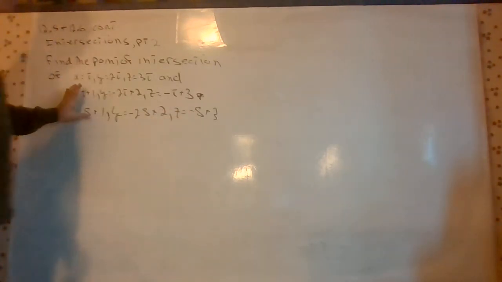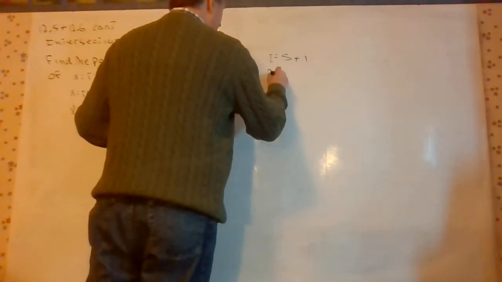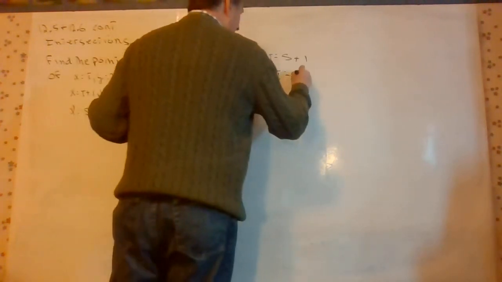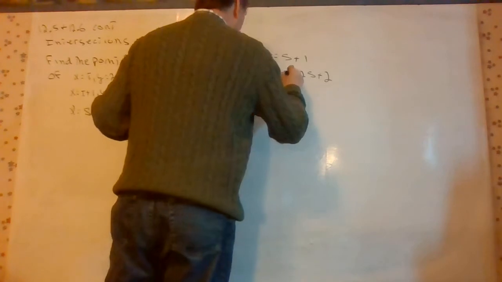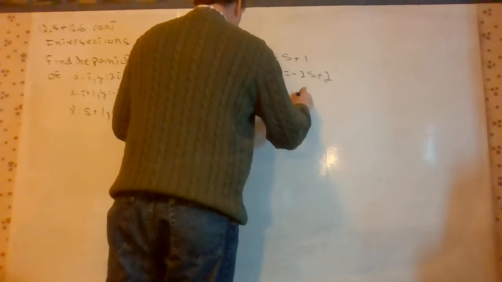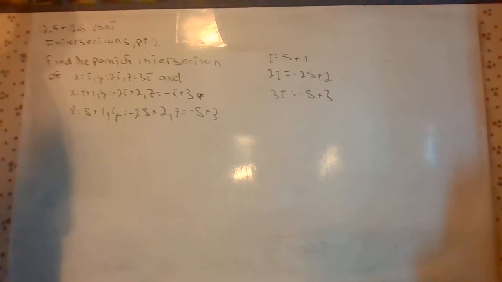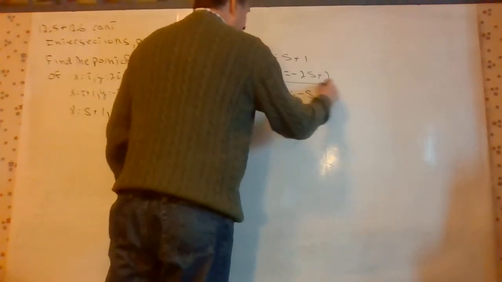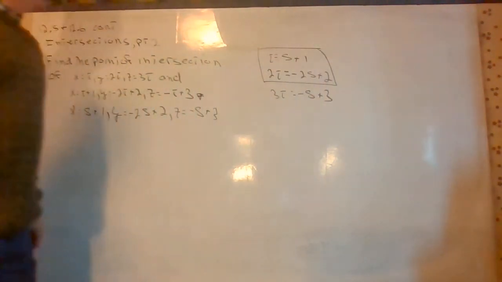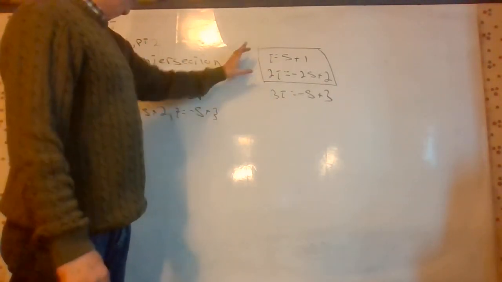And so we have t equals s plus 1. And we also have 2t equals negative 2s plus 2. And we also have 3t equals negative s plus 3. Well, we have three equations, two unknowns. You really only need two equations, two unknowns. So what we're going to do is you can pick any two of these and solve. And I could have picked this one, or this one and this one. It doesn't matter. I'll just pick these two arbitrarily.